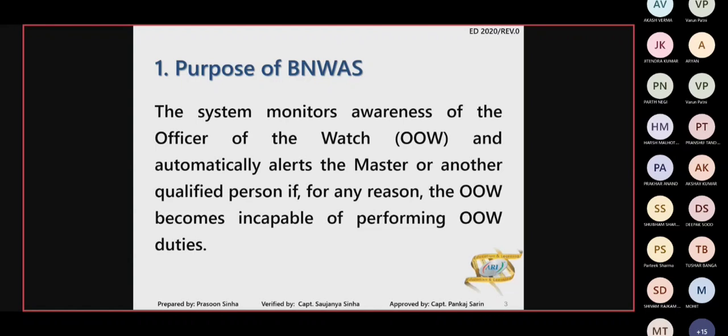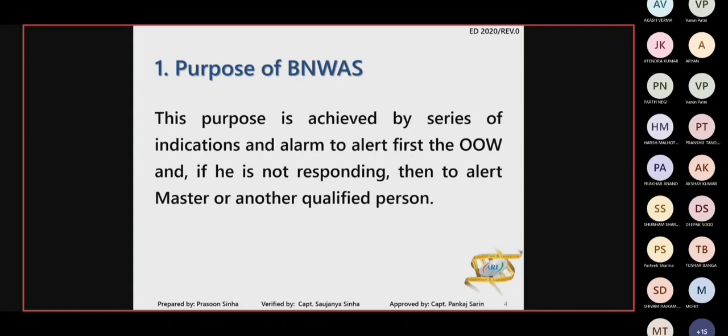Why? To save the ship from any kind of accidents, not allow the ship to run in EMS class method mode. So there will be a series of alarms and indications to alert the backup officer and master, provided that the officer on watch is not responding, he is inactive. So what does the system look like?